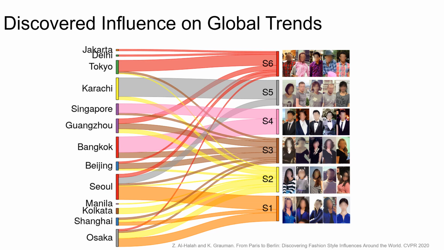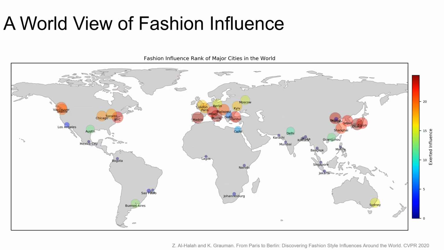We can also measure the influence of a city on the global trend of a style. We find that some of the styles are mainly influenced by one or two major players, while others show a diffused influence pattern among multiple cities. Finally, our model provides us with a world view of fashion influence, where we can rank cities based on their aggregated influence score.